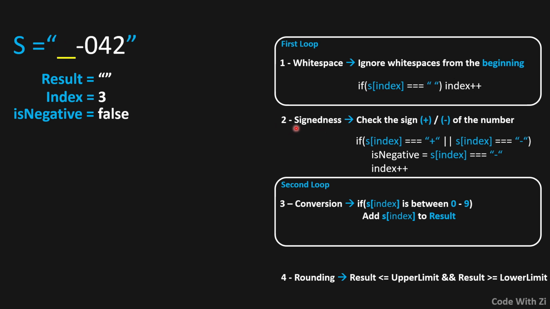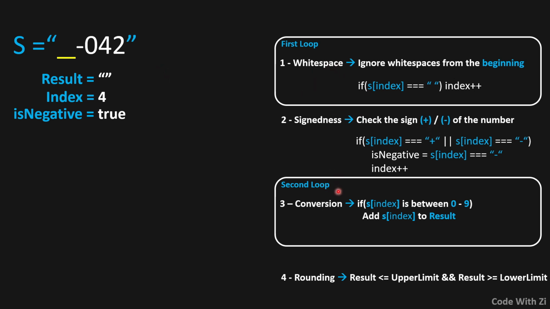Then in our second step, we're going to check if s of index is equal to the plus sign or the minus sign, and as you can see, it's equal to the minus sign. So we're going to update the isNegative value because s of index is equal to the minus sign. So let's do that. And then we're going to increment index. Now we are 50% of the way. We've taken care of the white spaces and the sign of our number.